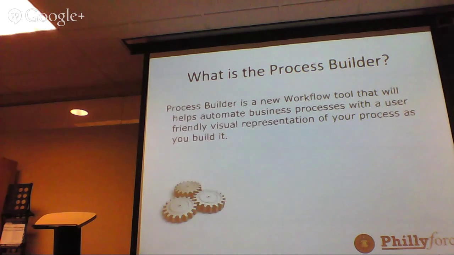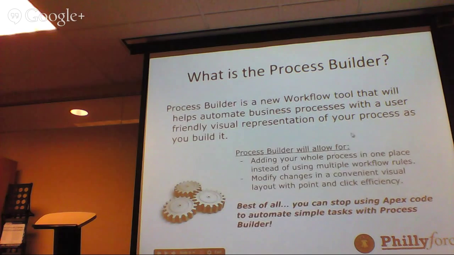That's a really technical name. What does that mean? What it means basically is you can do a lot of things with point-and-click efficiency. What can you do? Well, it's going to allow you to add a whole bunch of processes in one place instead of multiple workflow rules. Does anybody here have no workflow rules in their org and nothing going on?